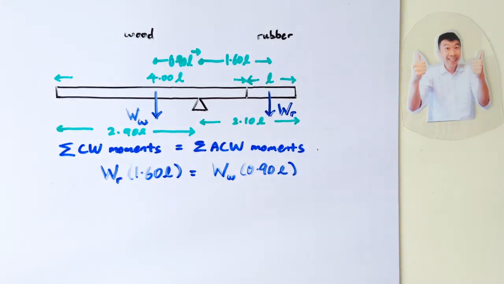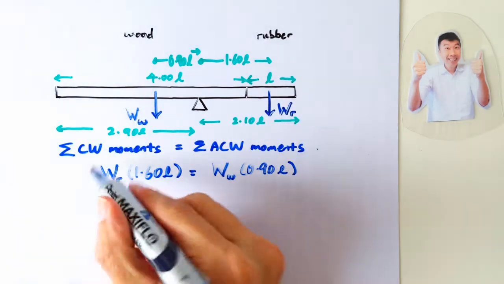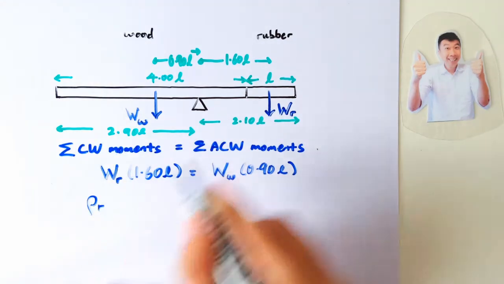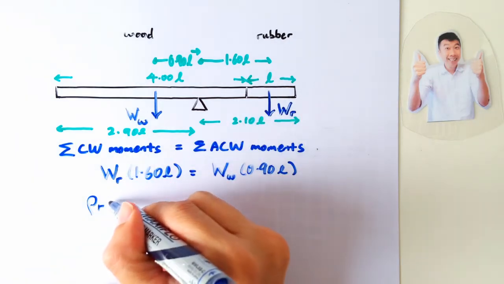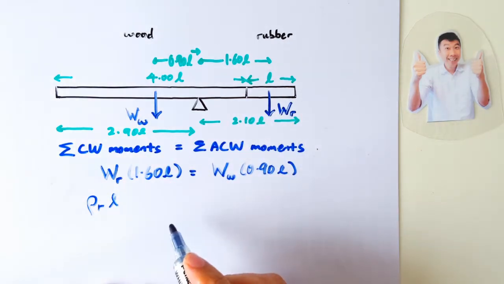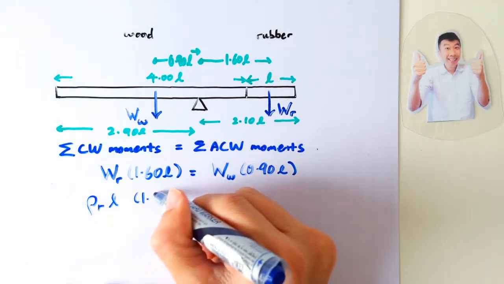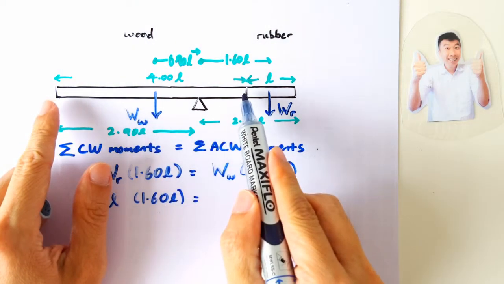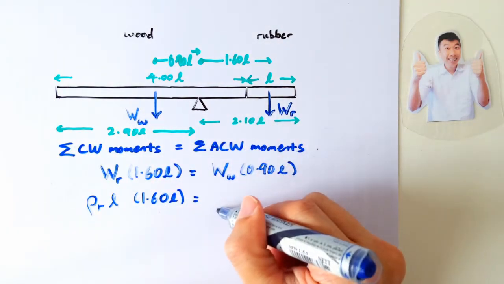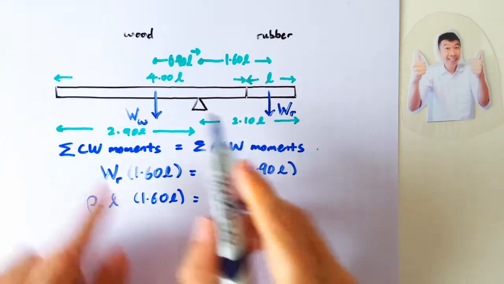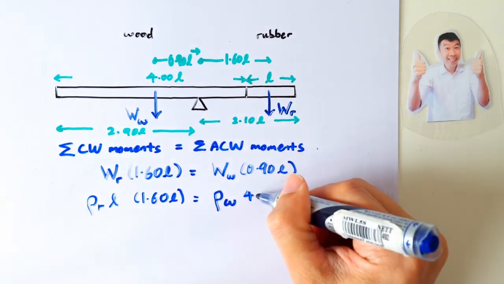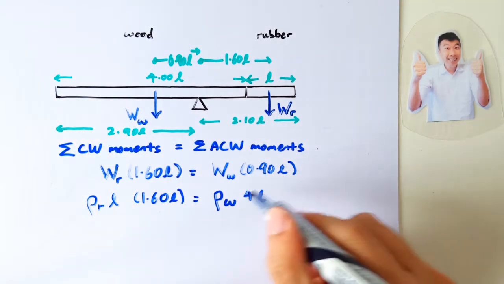Okay, this is where the density comes in. The weight of the rubber is proportional to its density times its length, so that's 1 L. I'm going to write it like this. Whereas the weight of the wooden section is proportional to the density of wood times the length of the wooden section here, which is 4L. I'm going to leave it as this.